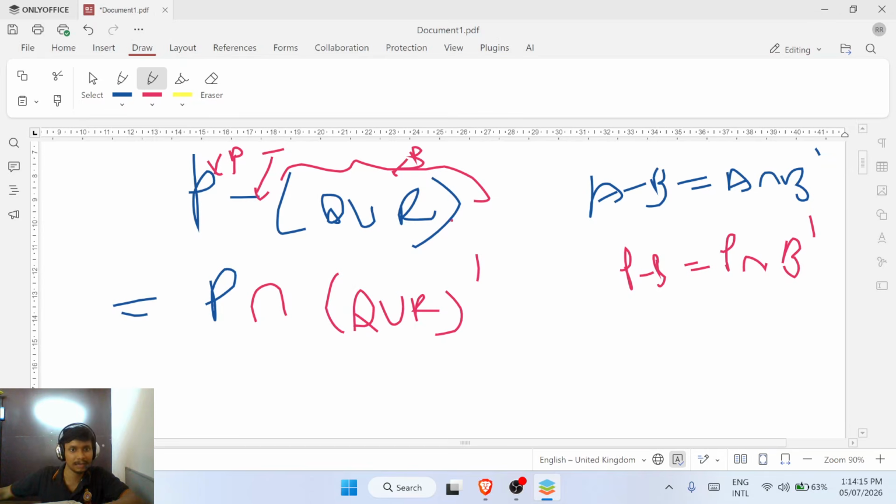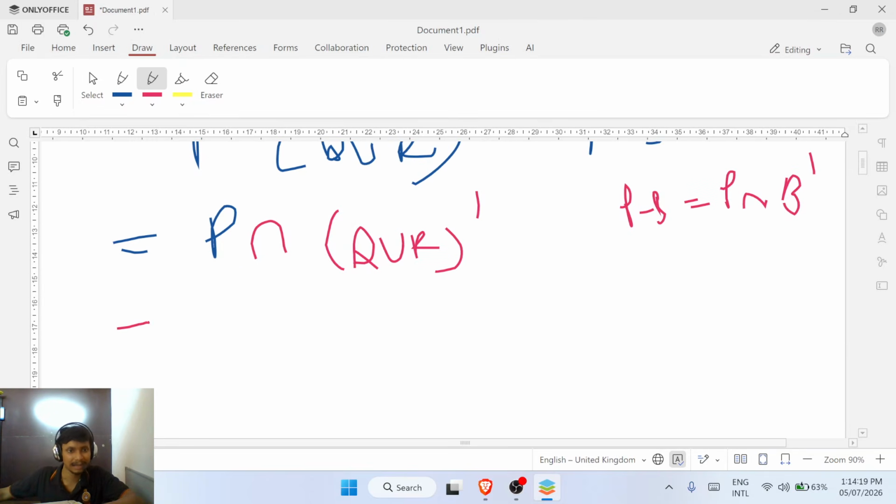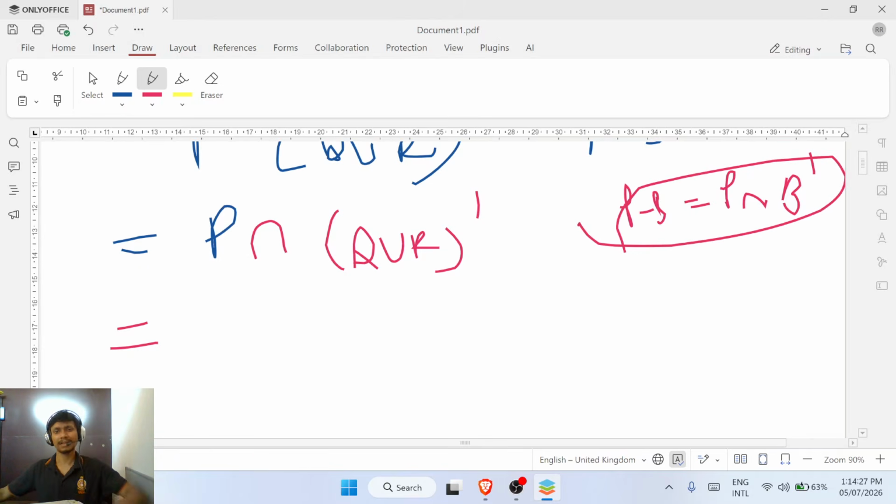We subtract Q union R from P, that is P intersect (Q union R) dash. We don't need to memorize this. Okay, this is very simple. If you understand, you can quickly write this. Very simple thing, very general knowledge. Okay, P intersect (Q union R) dash.